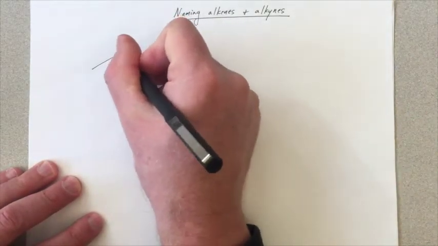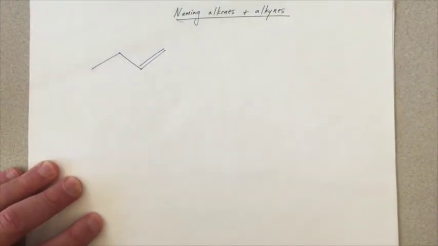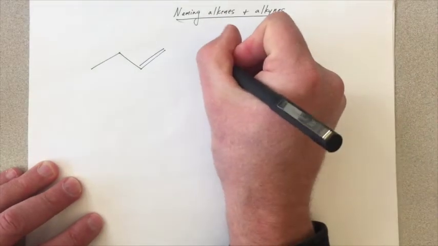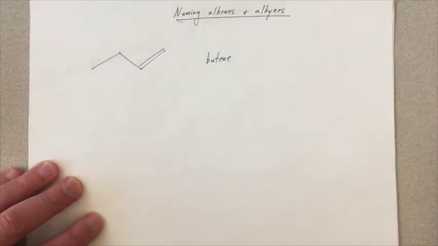Let's just write out a simple alkene here. Just like when we were naming alkanes, we're going to find the longest carbon chain. This one's easy. We've got 4 carbons, so this is some butane-based molecule. But since it has a double bond on it, we're not going to call it a butane. We're going to call it a butene. Now, is this just butene?